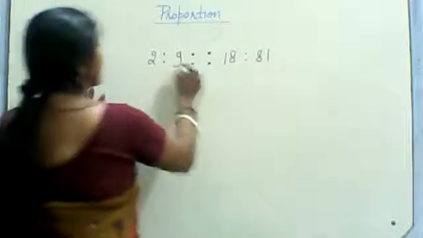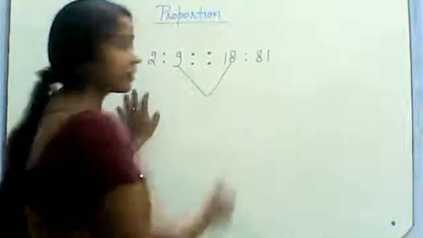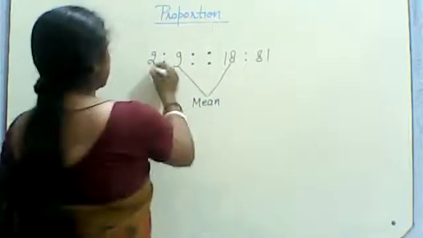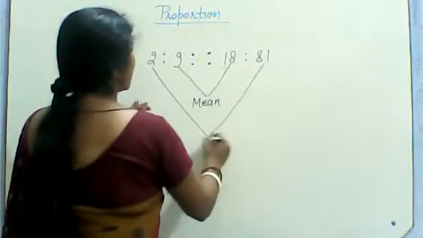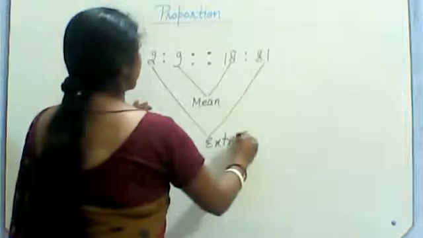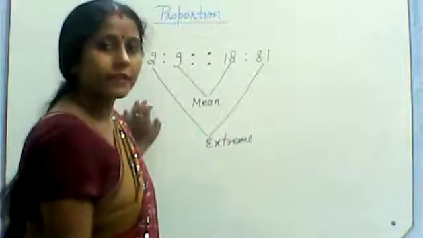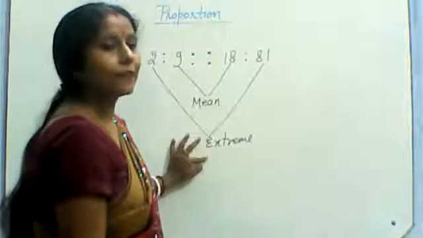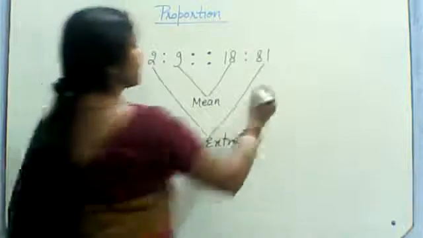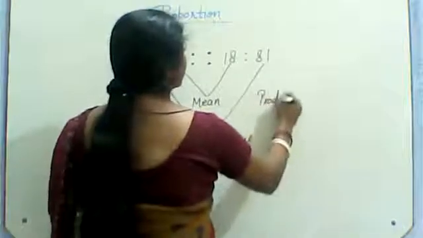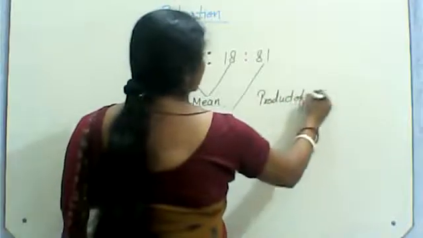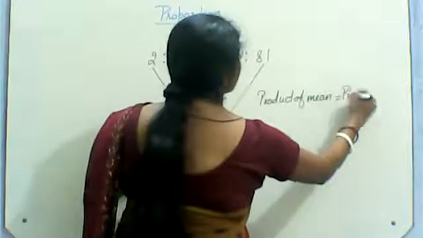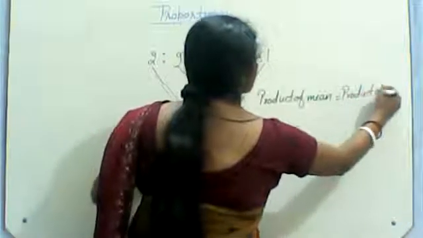Now, these inside terms are called means, and these outside terms are called extremes. Why this mean and extreme? About this I am telling you, because there is one formula: product of means equal to product of extremes.